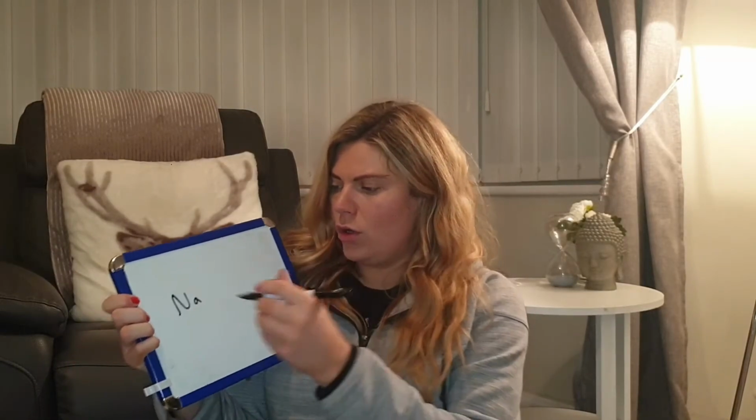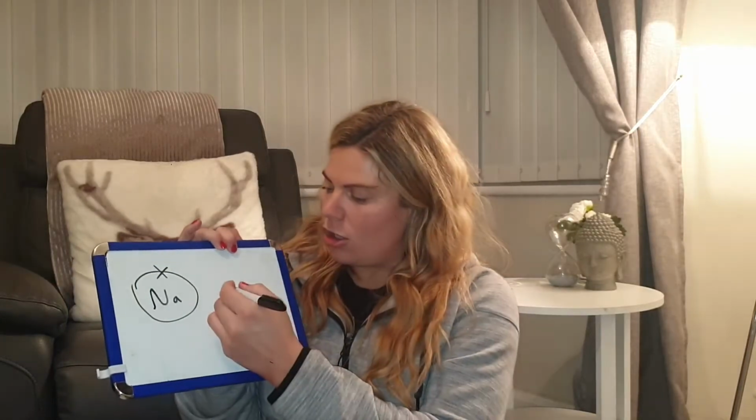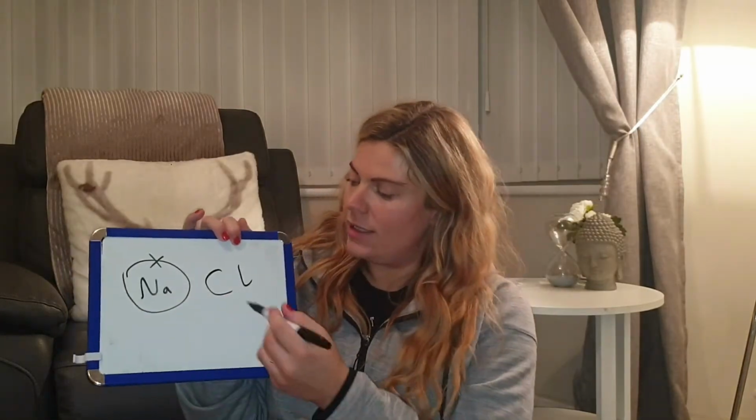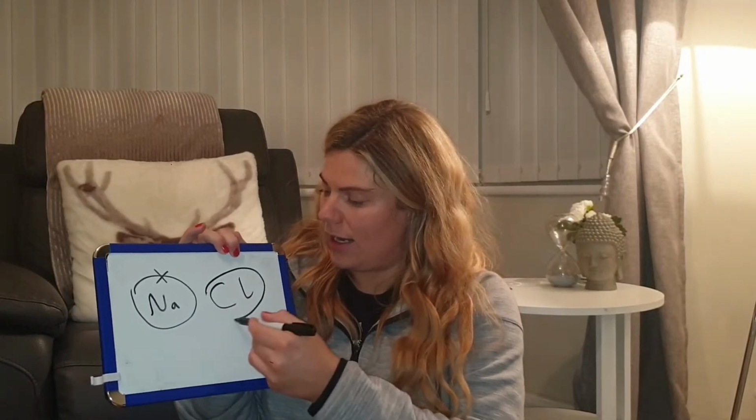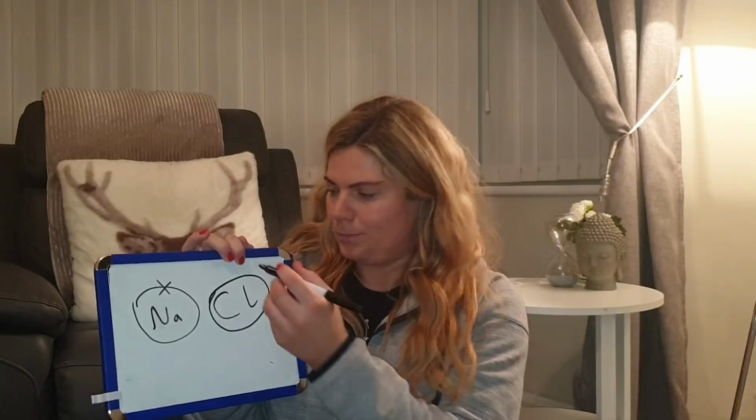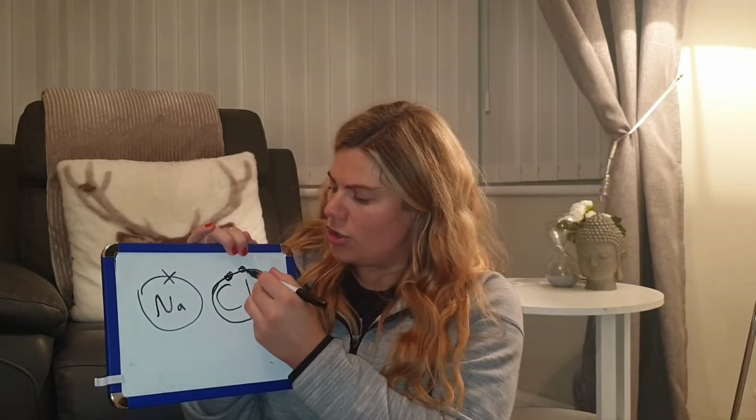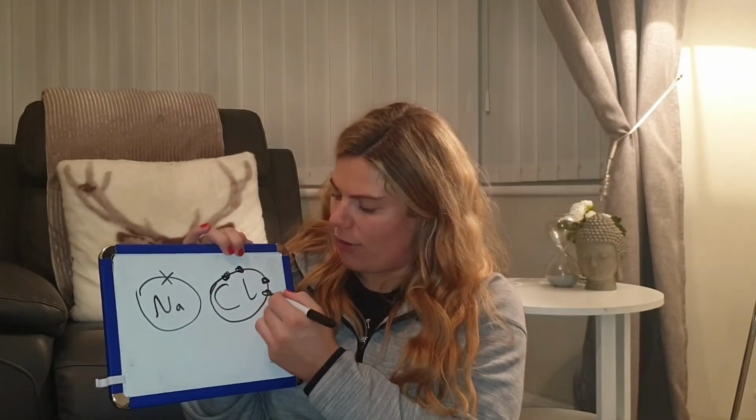So, sodium, Na, is in group 1. Okay? Therefore, it has 1 electron in its outer shell. Now, you could draw all the shells, but for space, I'm not going to. This is the outer shell I'm doing now. Chlorine, Cl, is in group 7. So how many electrons has it got in its outer shell? 7. What you've got to do is a dots and cross diagram.